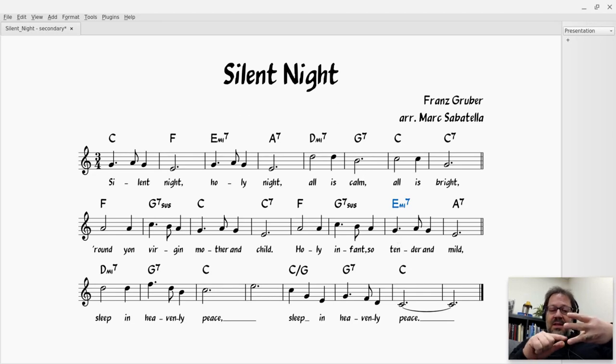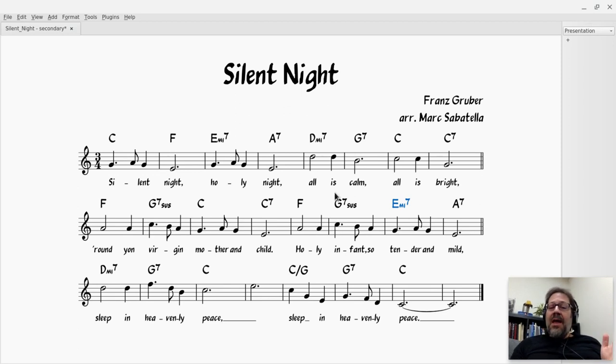C is C, E, G. E minor is E, G, B, right? So they share those two notes in common, E and G. And if you make them seventh chords, C, E, G, B, major seventh, E minor 7 is E, G, B, D. They have three notes in common in that case. So 1 and 3 have a lot in common, and they substitute for each other pretty freely. So if you're trying to avoid the 1, 3 can be an effective substitute.